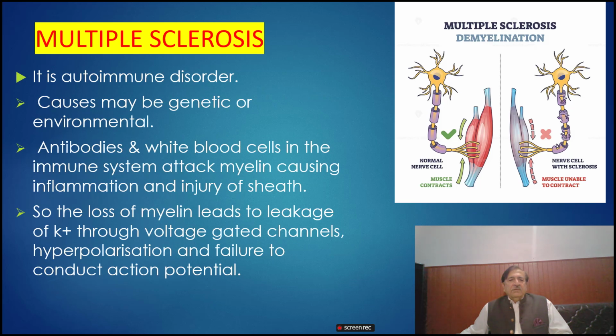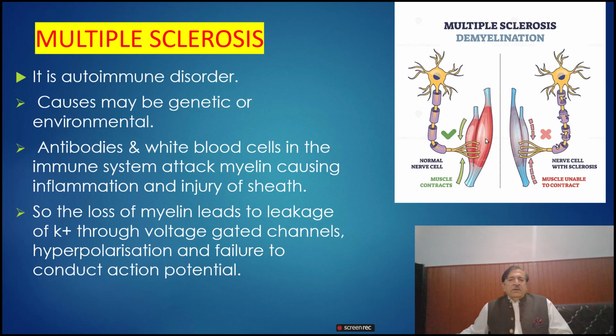Multiple sclerosis. It is an autoimmune disease; causes may be genetic or environmental. Antibody and white blood cell in the immune system attack myelin, causing inflammation and injury to the sheath. Loss of myelin leads to leakage of potassium through voltage gated channel, hyperpolarization, and failure to conduct action potential.